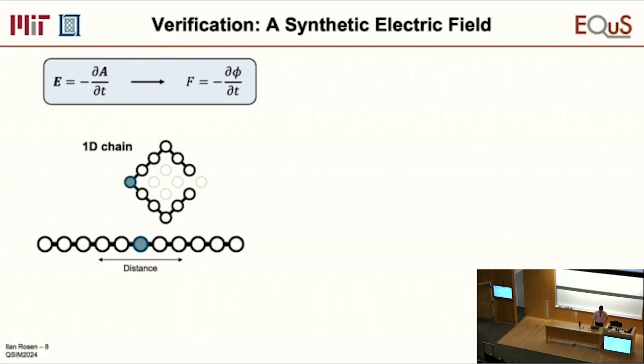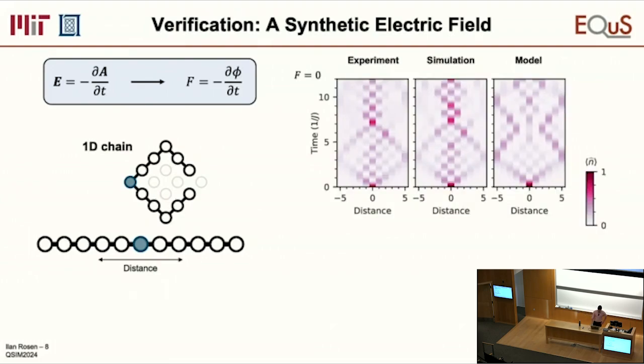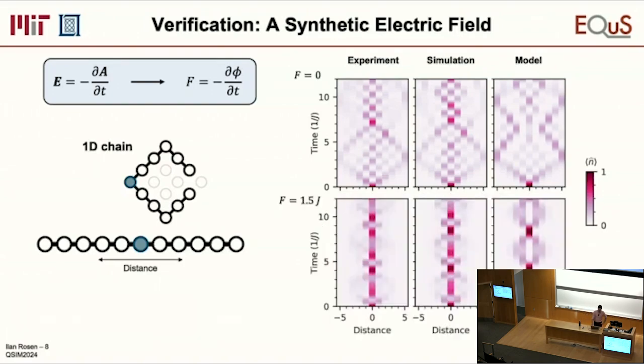And then let's time vary all these modulation phases so we get a uniform effective or synthetic electric field across this chain. Now, when that electric field is 0, if we launch a particle at the middle of this chain, it's just going to propagate to the boundary, bounce off, and keep bouncing back and forth, interfering with itself, making some funny pattern. Okay, but let's try turning on the electric field.